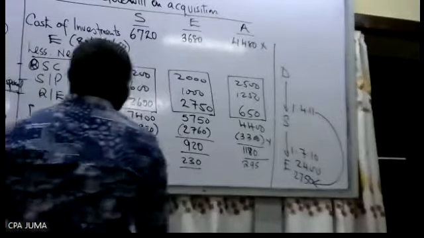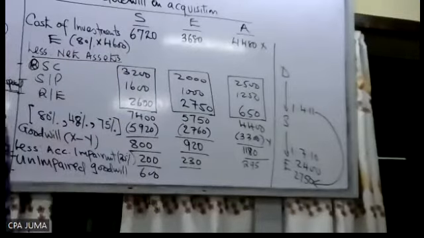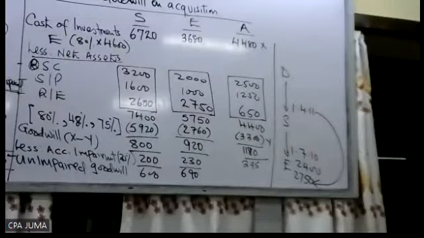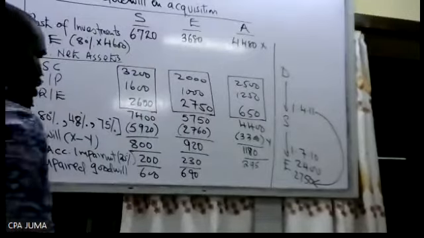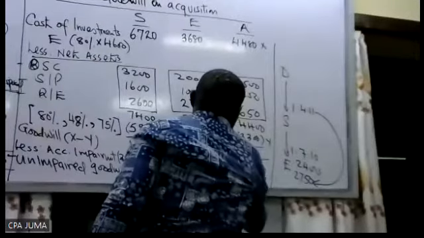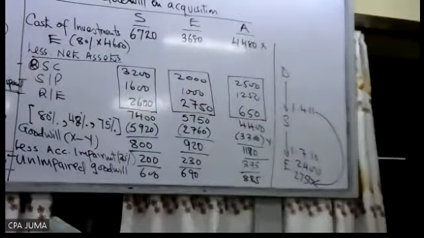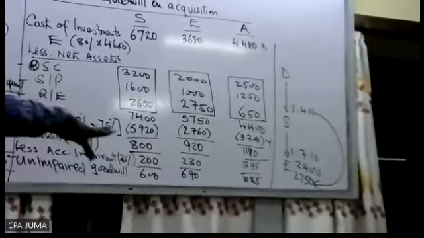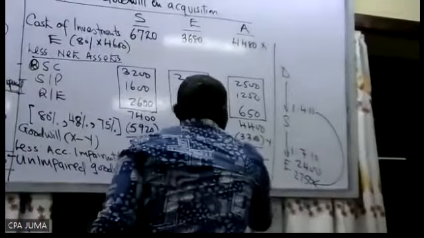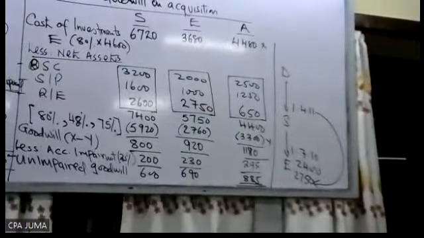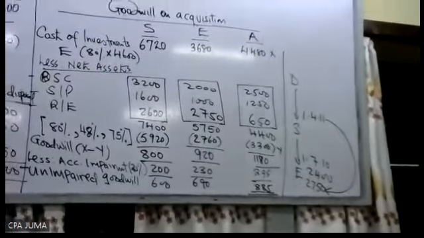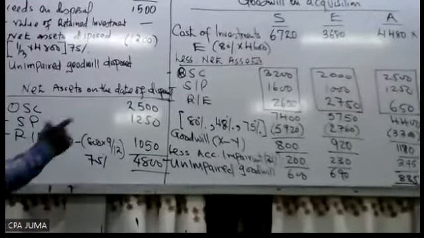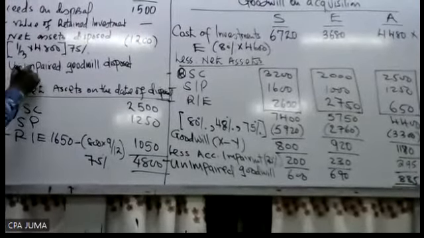This one will be 690. And the other one? 1180 minus 295 is 885. So now we have everything. Just go back there. Unimpaired goodwill disposed. Remember the company which was disposed is Company A. So goodwill is 885, but they never disposed everything.